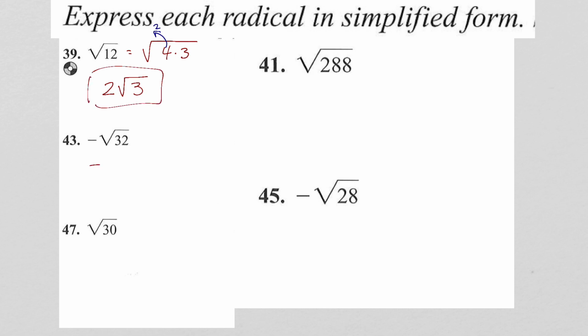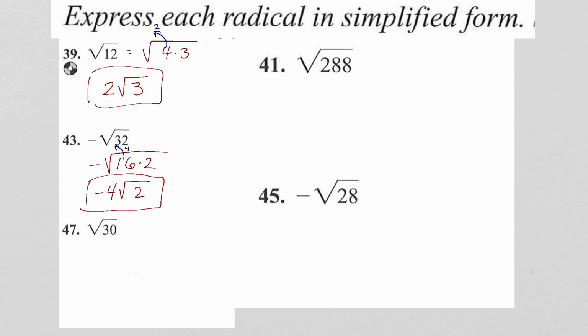Alright, so we have a negative, and you can think of this as a square root of 16 times 2, because 16 is a perfect square. And you can take the 16 out, and that'll become a 4. So your final answer is a negative 4 root 2.